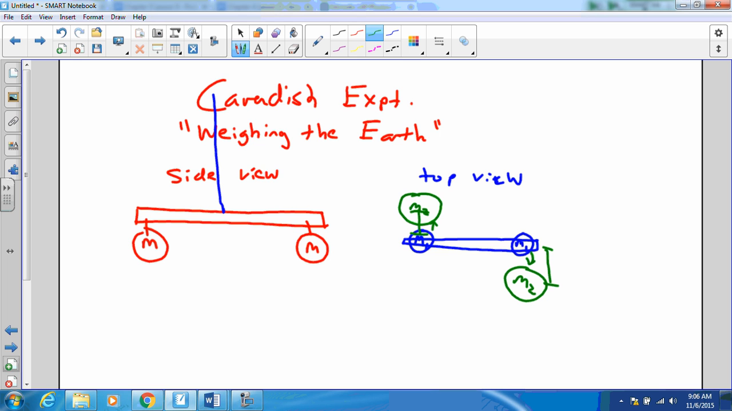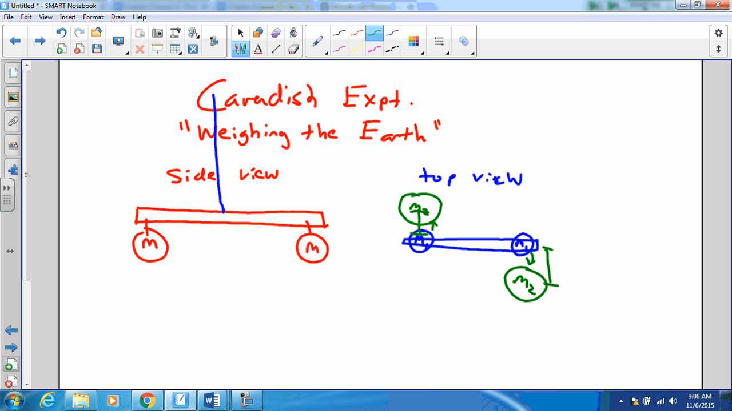And he had the chamber set up carefully so that he could use a telescope to measure that amount of deflection, which was really small. It was like a couple millimeters. And as a result of that, he could find the force between the two masses. So that was the Cavendish experiment.